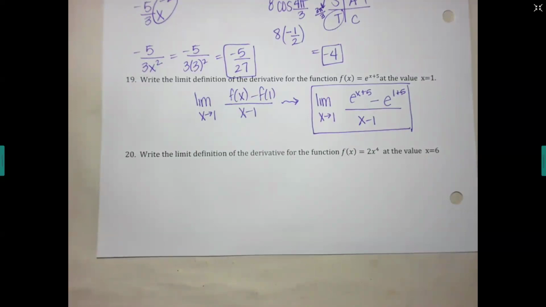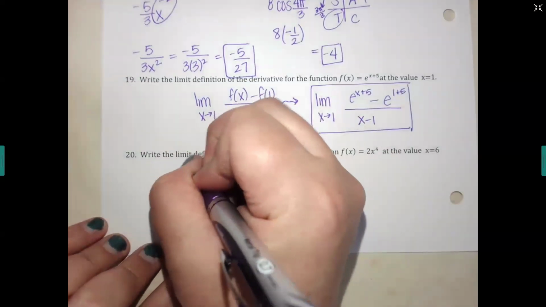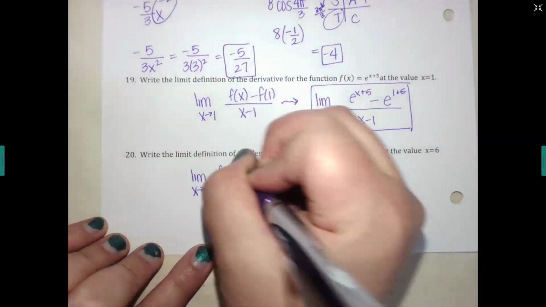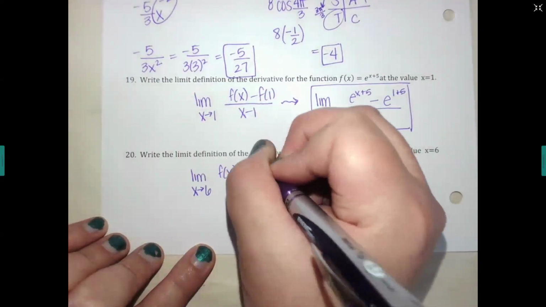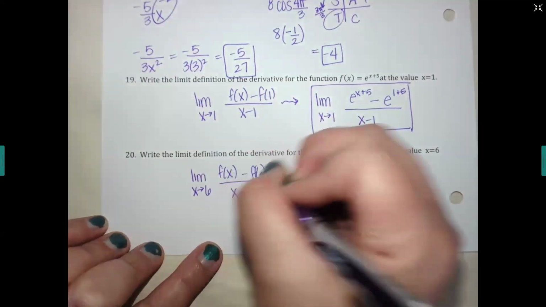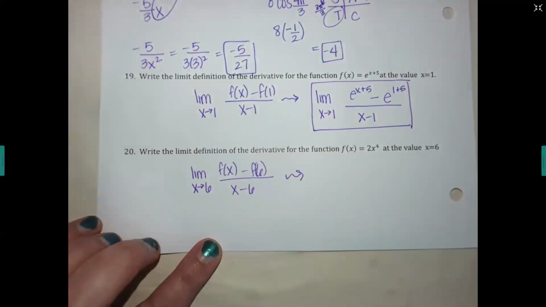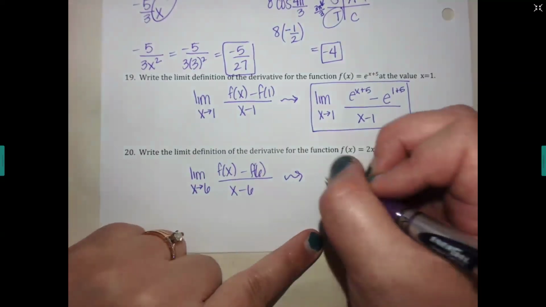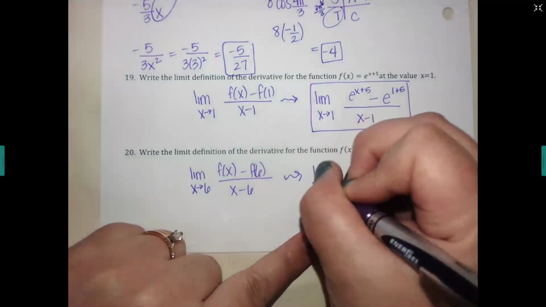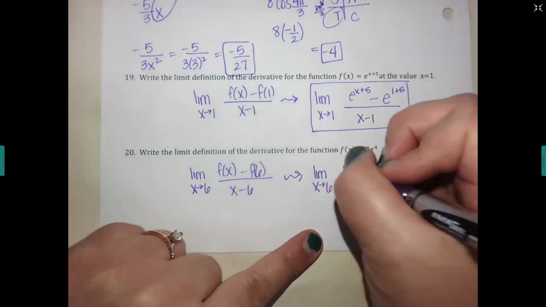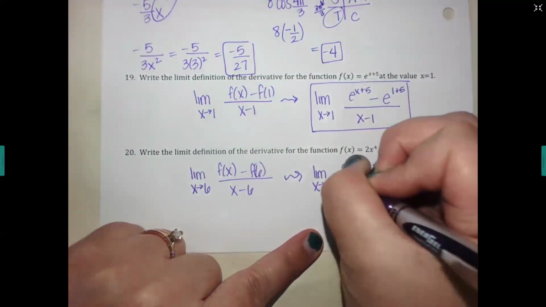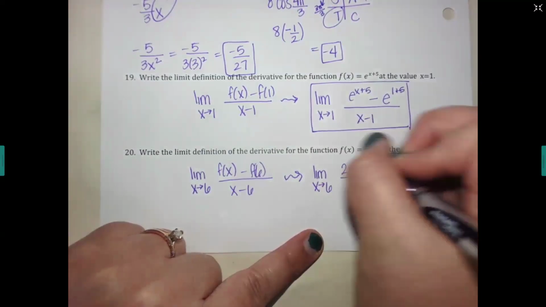Okay, we're gonna do one more, then we're done. Okay, lim, x approaches what? 6, because I want the derivative at 6. Then it's f of x minus f of 6 over x minus 6. Now let's get specific for our function. What is my f of x function? Your f of x function is 2x to the 4th. 2x to the 4th minus 6 to the 4th. So plug in 6, and I'm going to type it in just like that.